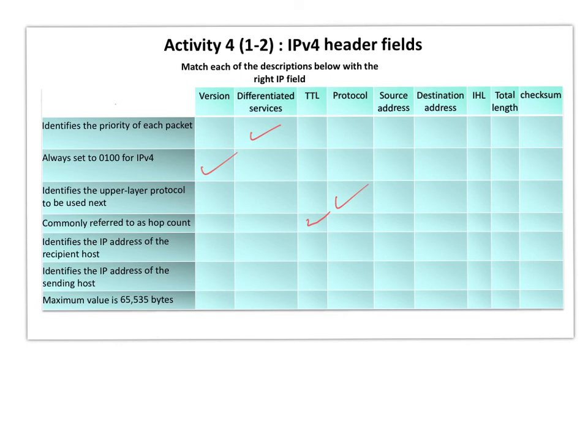Identifies the IP address of the recipient. So this is destination, of course. Identifies the IP address of the source. So this is the source address. Maximum value is 65,000. The total length.